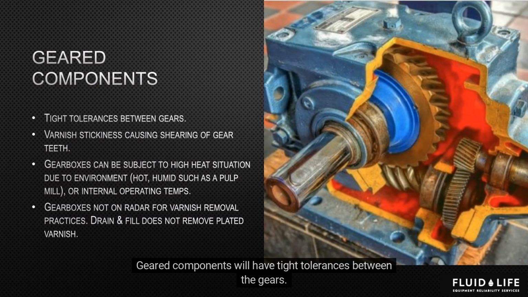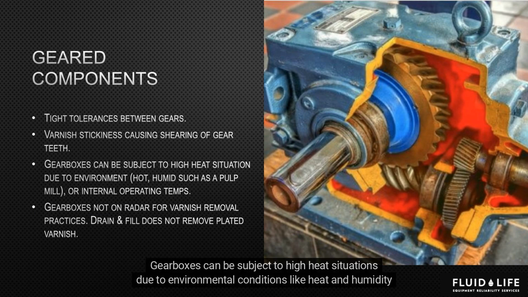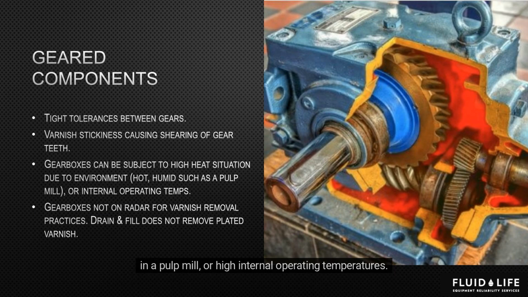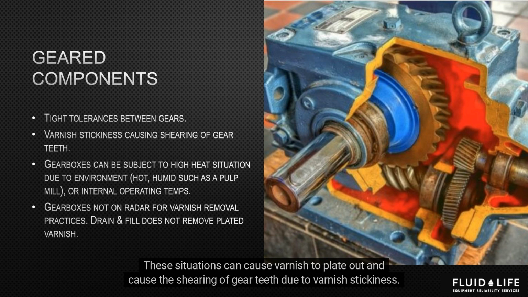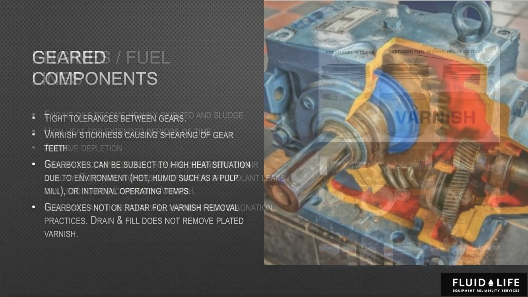Geared components will have tight tolerances between the gears. Gearboxes can be subject to high heat situations due to environmental conditions like heat and humidity in a pulp mill, or high internal operating temperatures. These situations can cause varnish to plate out and cause the shearing of gear teeth due to varnish stickiness.